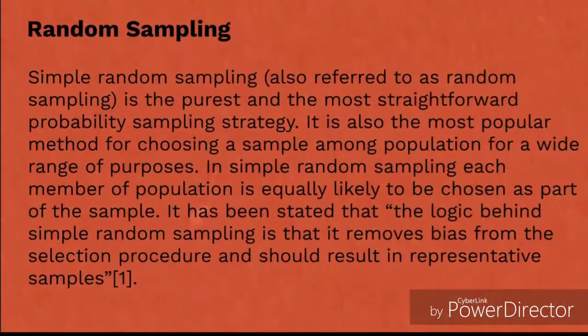Simple random sampling is also referred to as random sampling, and it is the purest and most straightforward probability sampling strategy. It is also the most popular method for choosing a sample from a population for a wide range of purposes. In simple random sampling, each member of the population is equally likely to be chosen as part of the sample. It has been stated that the logic behind simple random sampling is that it removes bias from the selection procedure and should result in representative samples.